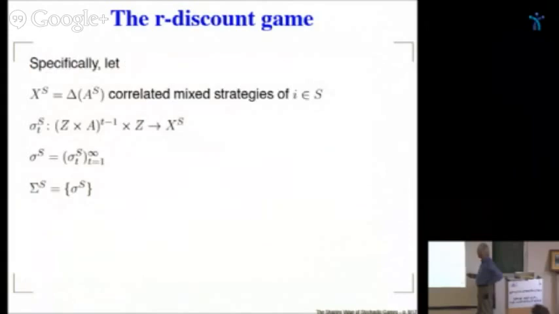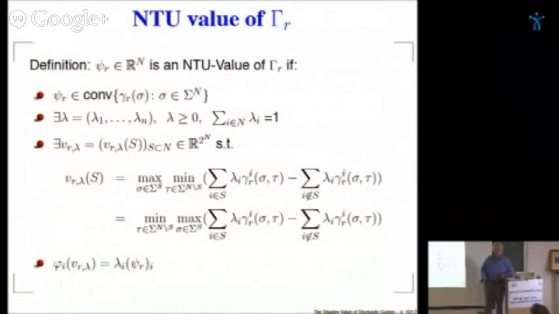And now, here are the same four bullet points, the same definition of the NTU value, but now for the stochastic game. So the first thing we wanted is that, now we define a notion of NTU value, psi, but now I have to index it by R, by the discount rate. And for it to be feasible, it means that it's in the convex hull of the expected payoffs that can be achieved when the players coordinate their actions, all the players. So this is what's feasible to the coalition as a whole.